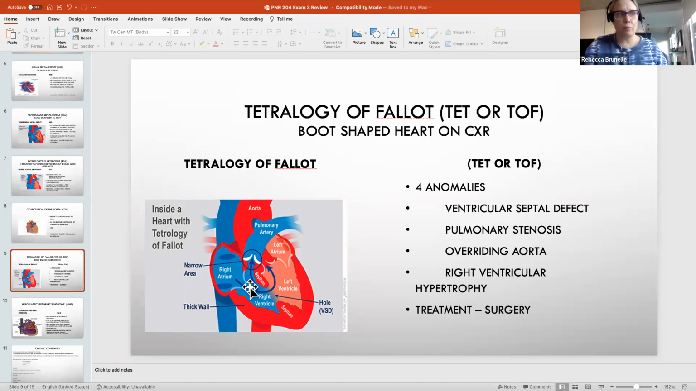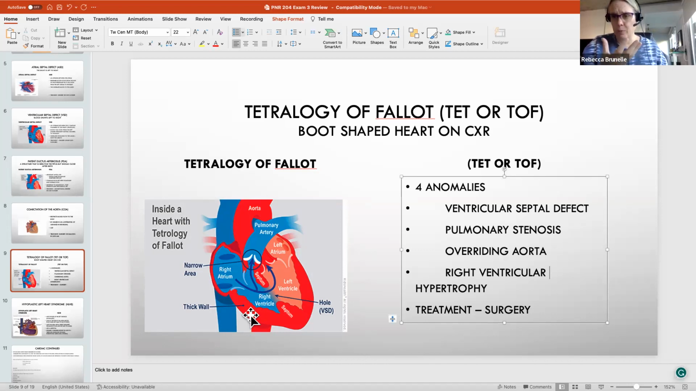So some blood from the right side ends up going out the aorta. So you end up getting some deoxygenated blood that goes out your aorta. And right ventricular hypertrophy. So since there's problems with the right ventricular outflow tract, this pulmonary stenosis, the right ventricle pumps harder to push the blood across that area of narrowing, so then it becomes hypertrophy. So this right ventricular hypertrophy is related to the pulmonary stenosis.